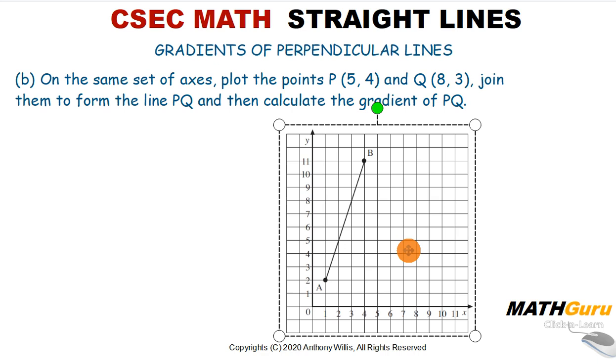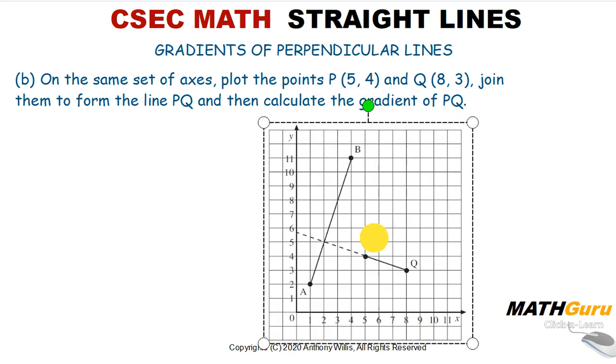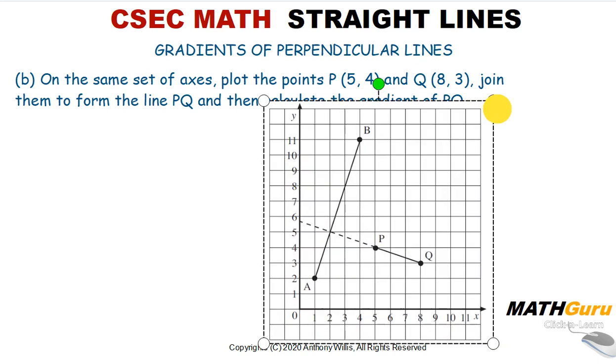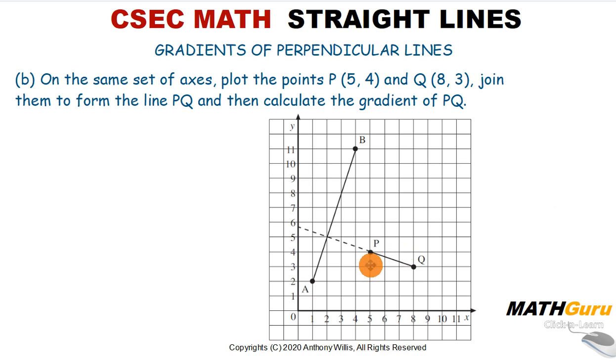Great, have you done so? So let's minimize this and let's see the solution to that. Here we've plotted the points P and Q, and we join them to form the line PQ, and then you calculate the gradient of PQ.